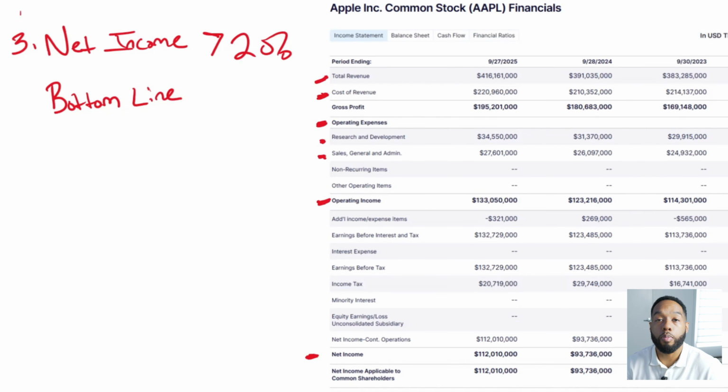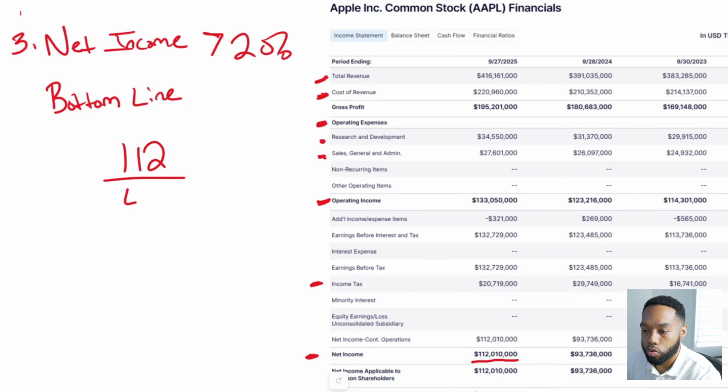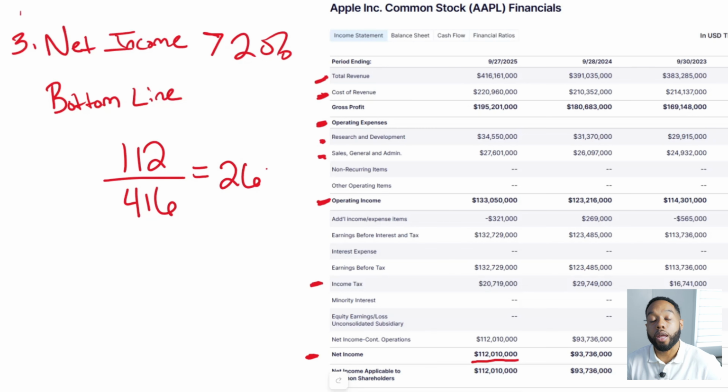And after our operating income, we still have to pay things like our taxes. We still have other expenses that may not be directly tied to the business, but nonetheless, they still have to get paid. When we divide this out, this comes out to 26%. This is a check mark. So anything below 20%, according to Warren Buffett, is not a good enough margin.